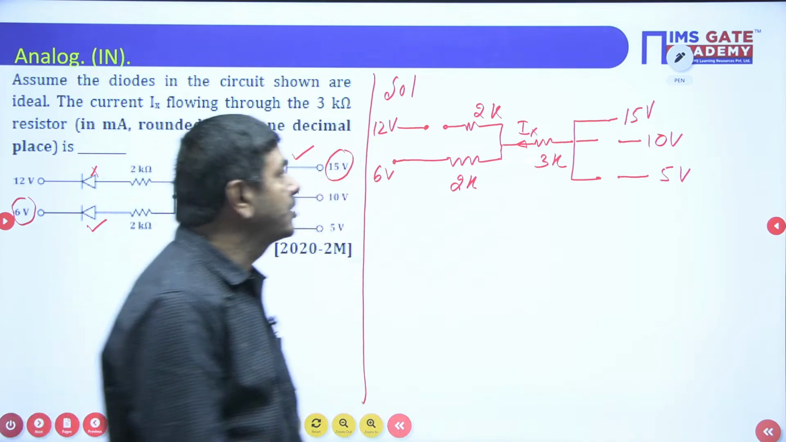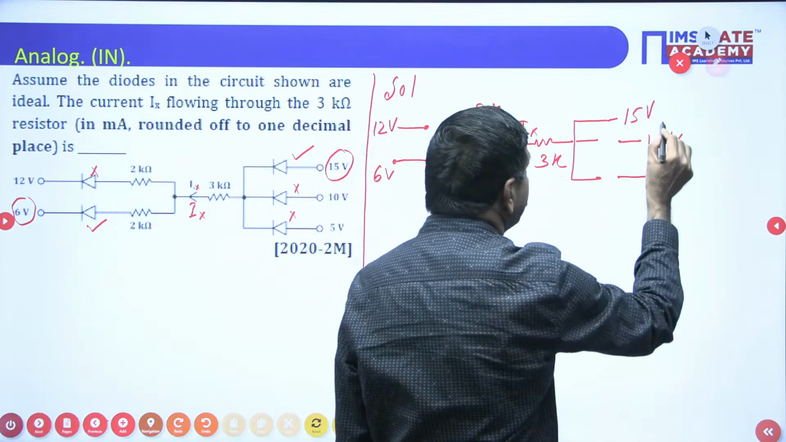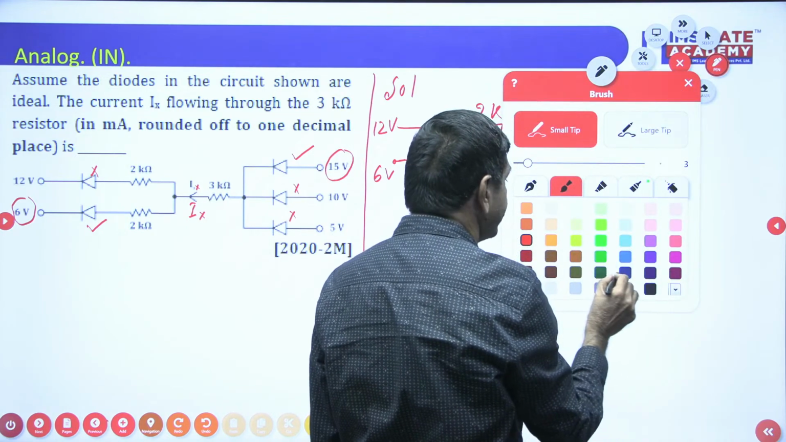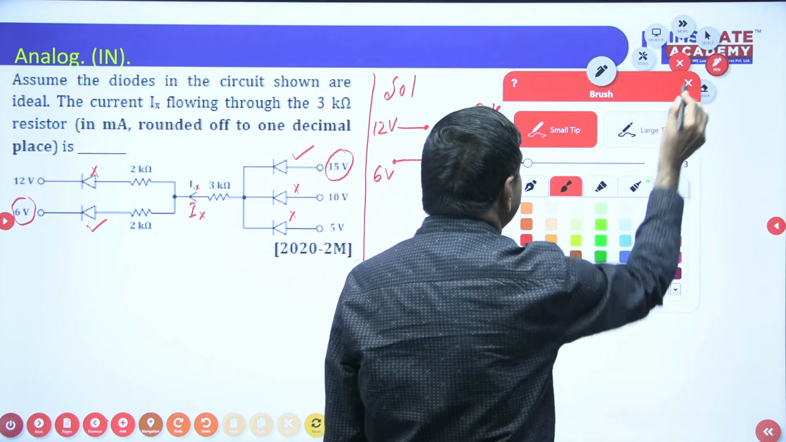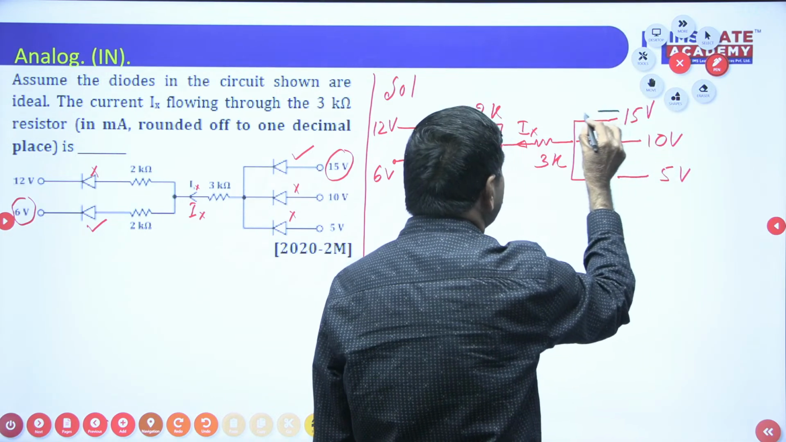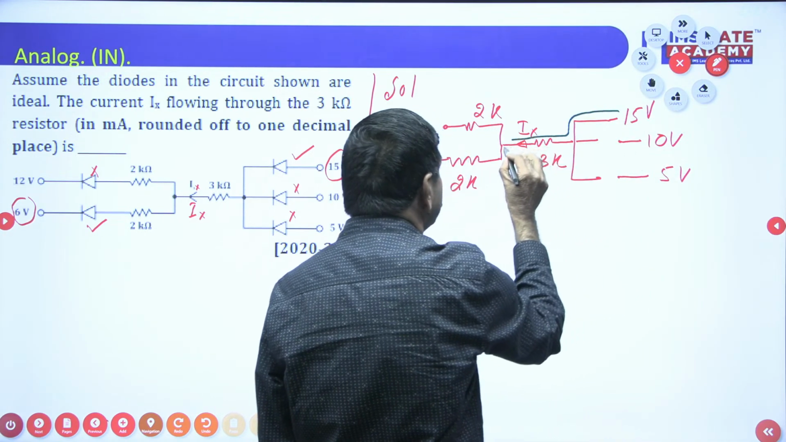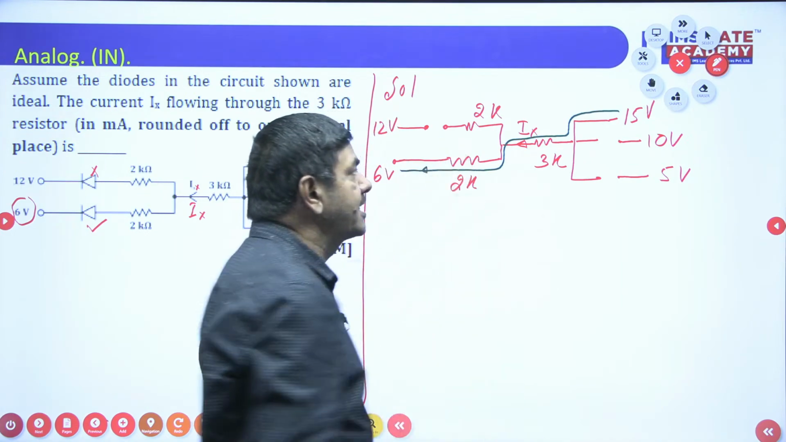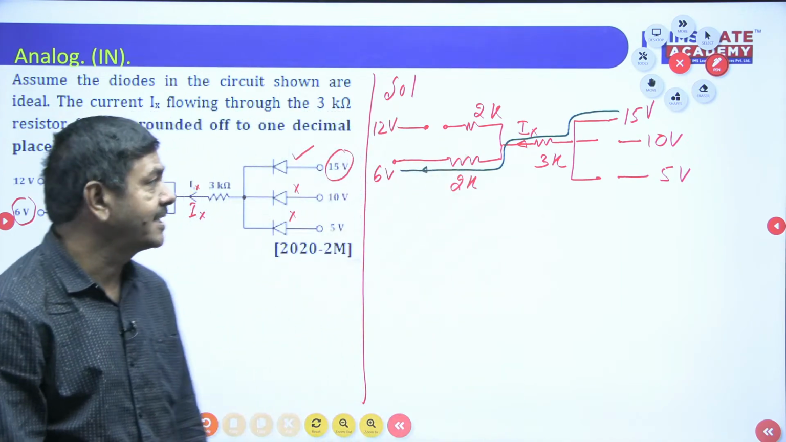How is the direction to be taken here now? The direction of the current, I can select the direction of the current in this way. I can select in this path only now. It is going to flow in this direction. The same Ix is going to flow only, we can say.